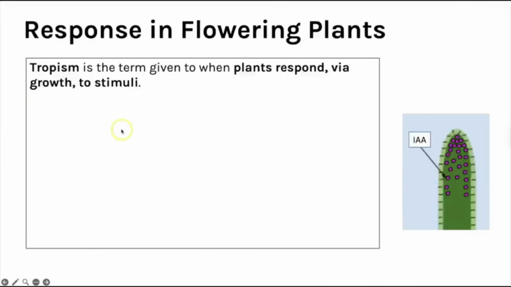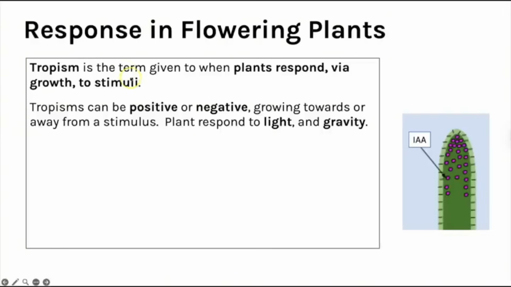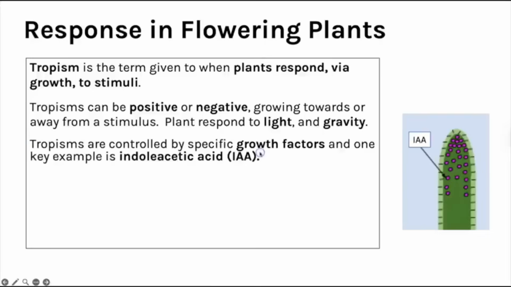So for plants, there is response as well. And we begin by looking at tropisms, which is the term given to when a plant responds to a stimulus, and they respond via growth to that stimulus. A positive tropism means that the plant would be leaning towards or growing towards the stimuli. Negative means moving or growing away from it. And the two that you learn about are the stimulus of light and gravity.